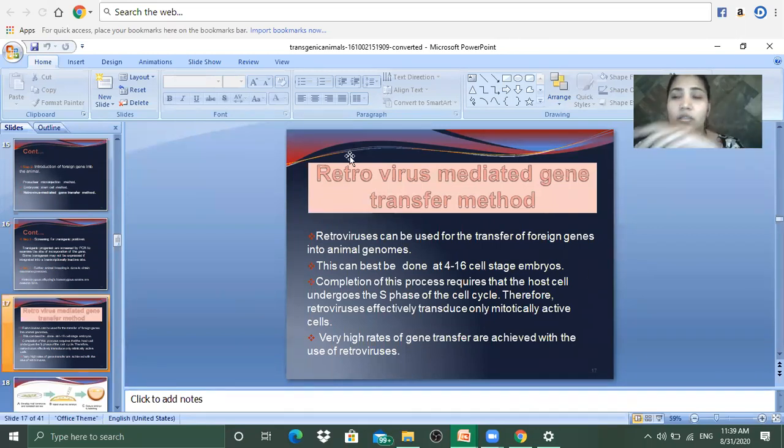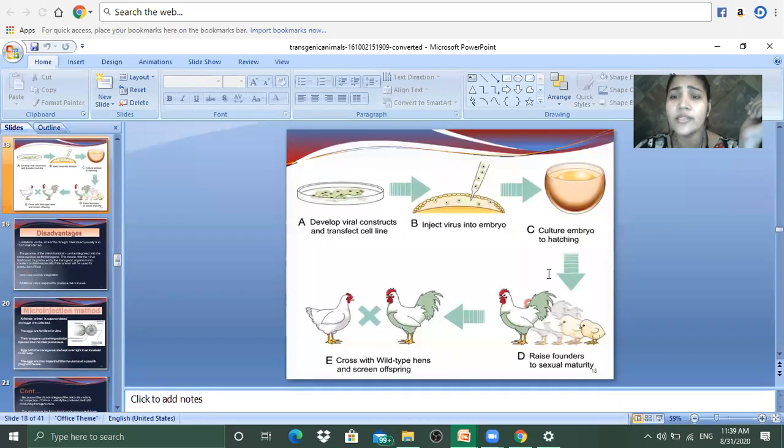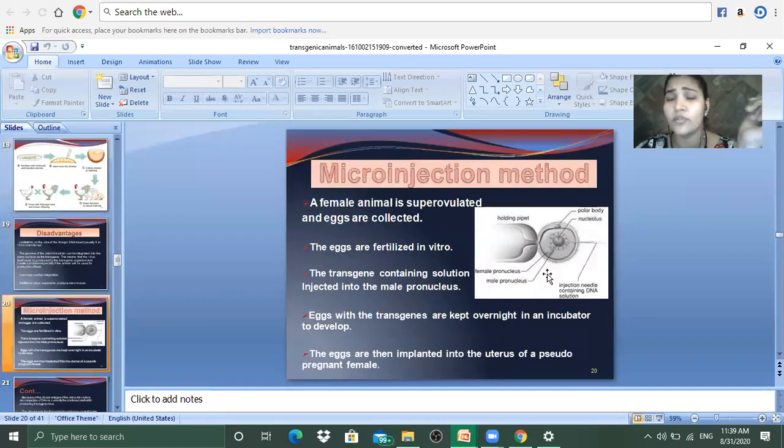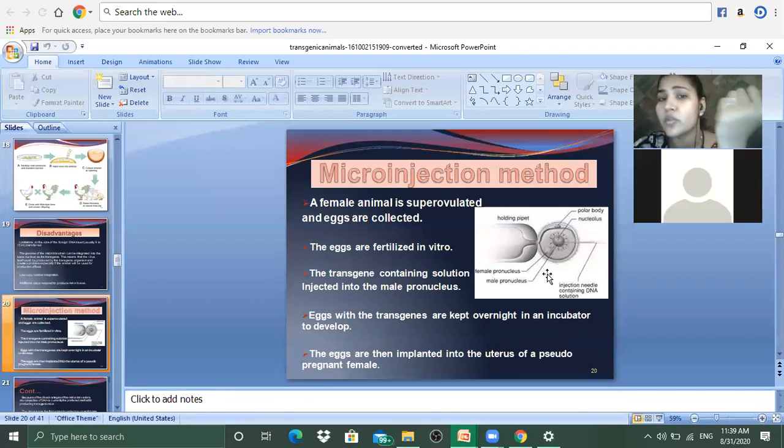So later people concentrated on the other 2 methods of transferring the transgene into animals. The first one is the microinjection method. A female animal is superovulated and eggs are collected. Ovulation is when the egg comes out of the sac, the fertilization sac, and then that ovule is collected.